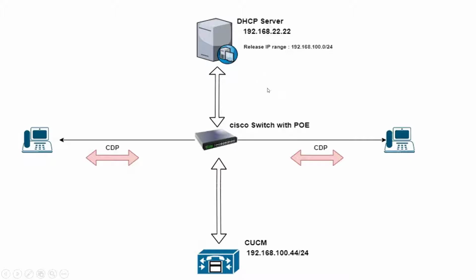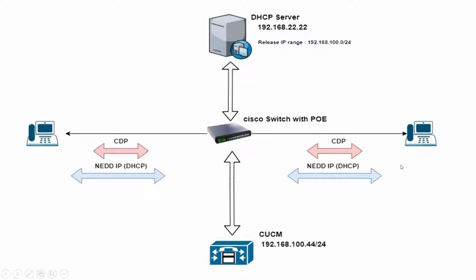And when the IP phone starts up, it needs an IP address. You can set up a DHCP server to release the IP address here, or you can deploy a Windows server in your infrastructure. My DHCP server address is 100.2.168.22.22, and it releases the addresses here.